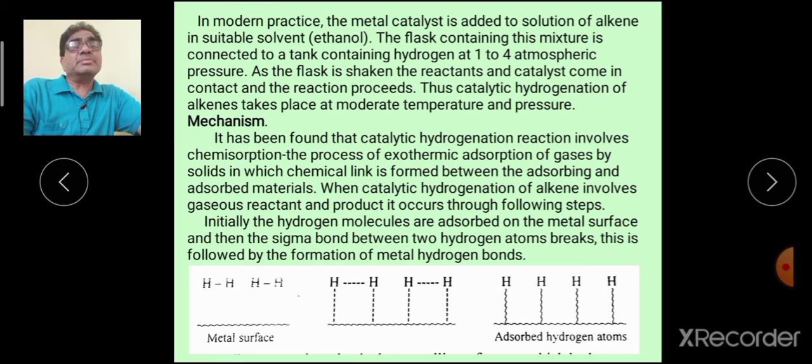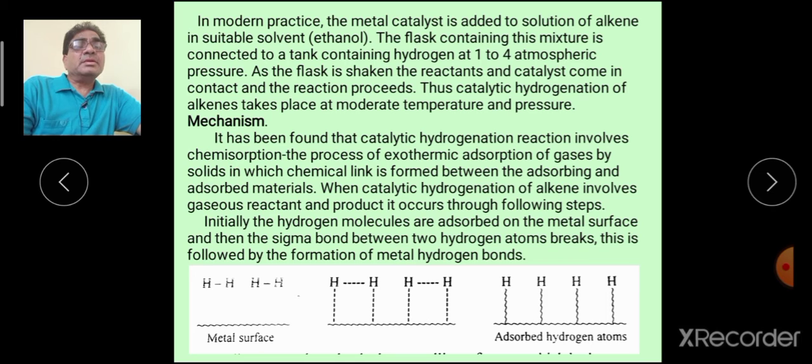Now, mechanism. It has been found that the catalytic hydrogenation reaction involves chemisorption, the process of exothermic adsorption of gases by solids in which a chemical link is formed between the adsorbing and adsorbed material. When catalytic hydrogenation of alkene involves gases, reactants and product, it occurs through these steps.